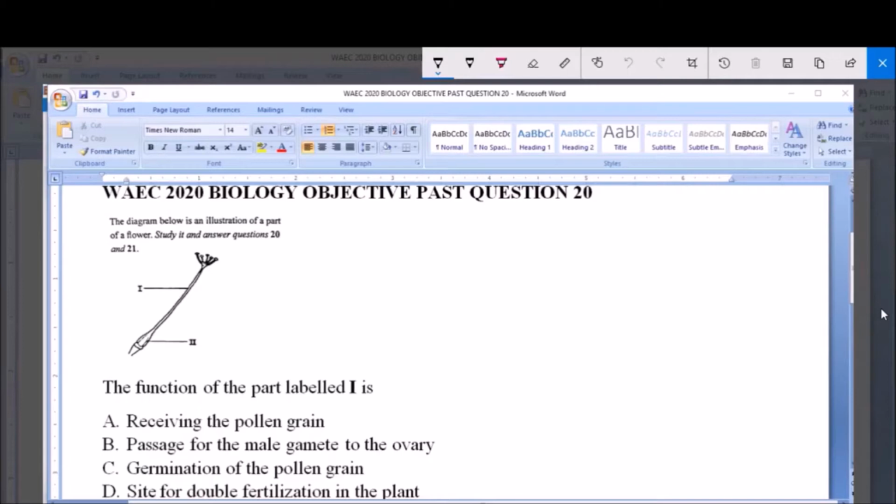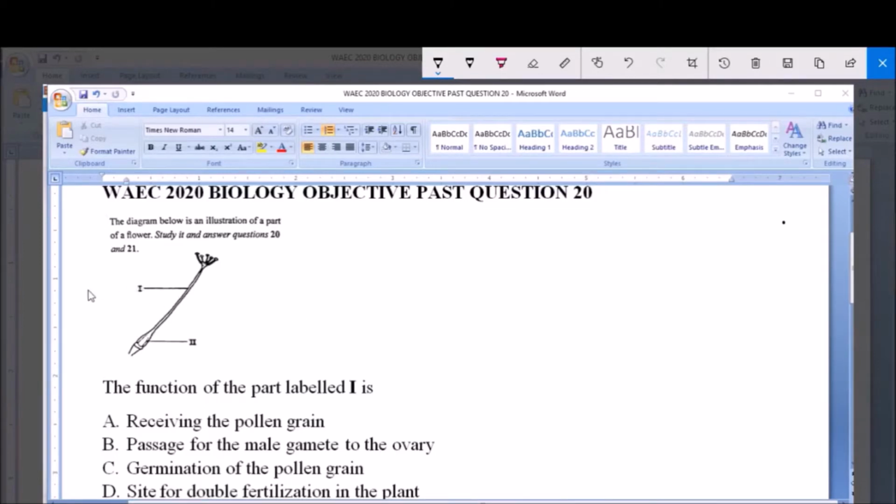So we have a diagram illustrating a part of a flower. The function of the part labeled 1 is A. Receiving the pollen grain. B. Passage for the male gametes to the ovary. C. Germination of the pollen grain. D. Sites for double fertilization in the plant.